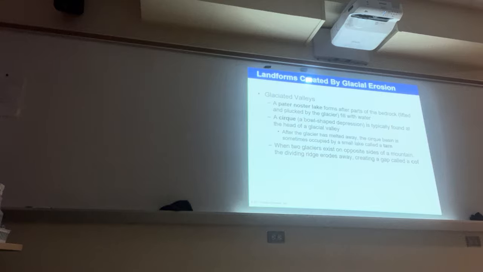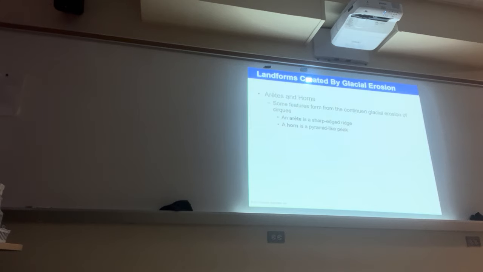When two glaciers exist on opposite sides of a mountain, the dividing ridge erodes away, creating a gap called a col. Sometimes features form from continued glacial erosion of cirques, and this can create an arête and a horn. An arête is a sharp-edged ridge. So this is my best example I can give you for these ones.